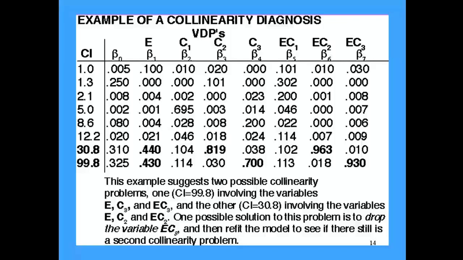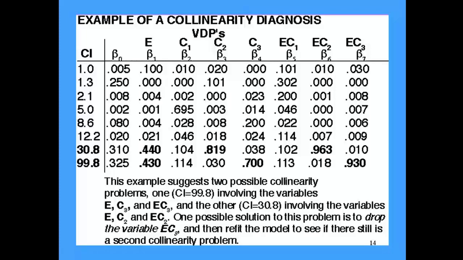The biggest problem with collinearity is how large is large? Is 30 the right number here? Should it be 31? Should it be 35? Should it be 50? Now, if you see 99.8, you know that's large. If you see 35, you're not so sure. If you see 0.430, well, that's not that far away from 0.5, but what about 0.320? I didn't put 0.325 in bold. Well, it's not as high as 0.430. So how high is high is the biggest problem with dealing with collinearity.